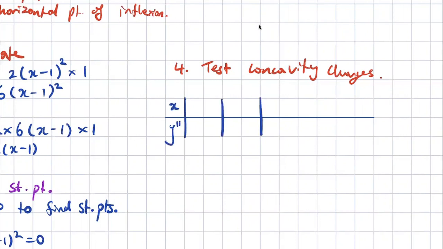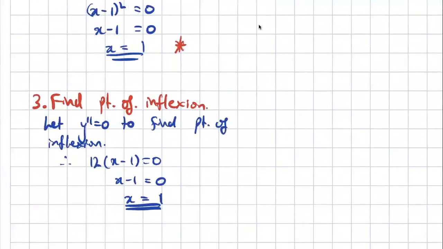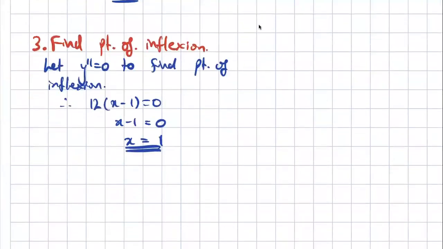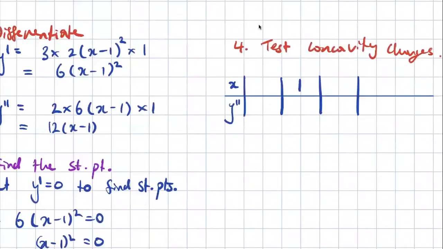In this particular case, our value of concern is x equals 1 from what we found earlier. And we know at that point, our second derivative is equal to 0. So that's our possible point of inflection. Now we just want to test to make sure that we end up changing concavity as we go across.